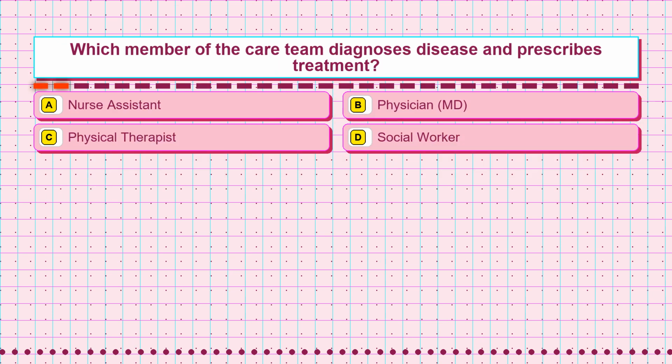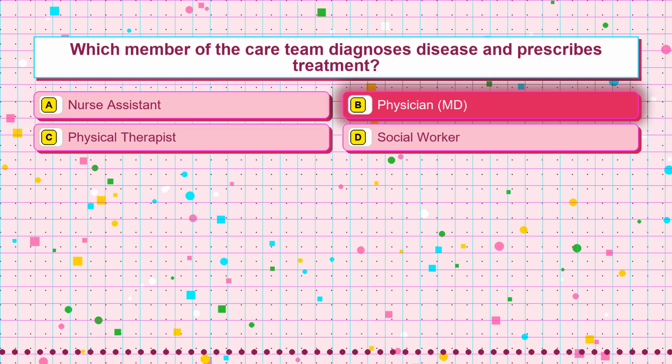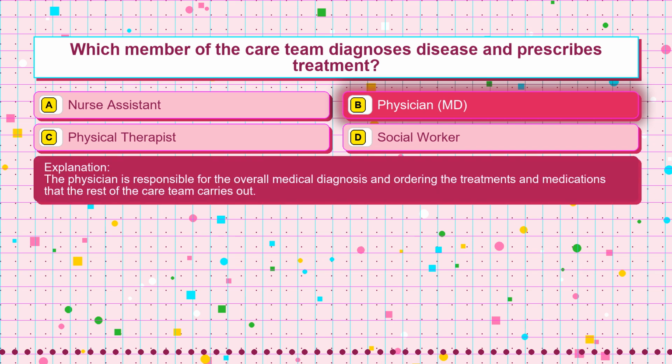Question 23. Which member of the care team diagnoses disease and prescribes treatment? Option A, nurse assistant. Option B, physician, MD. Option C, physical therapist. Option D, social worker. The correct answer is option B, physician, MD. The physician is responsible for the overall medical diagnosis and ordering the treatments and medications that the rest of the care team carries out.